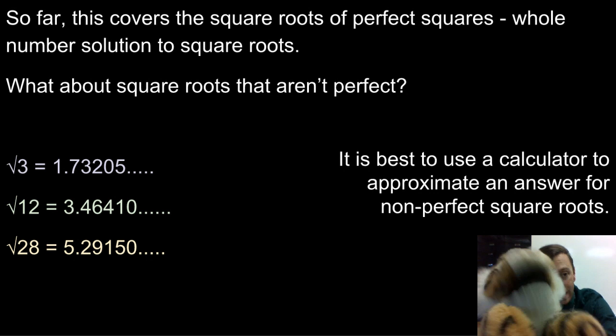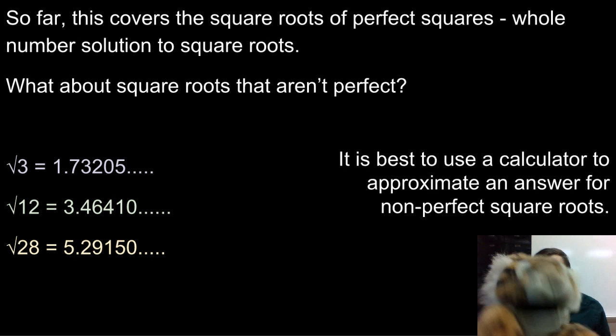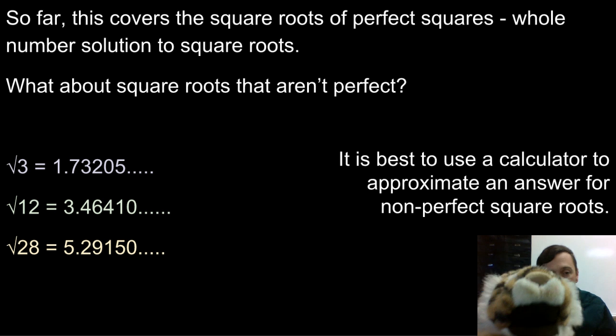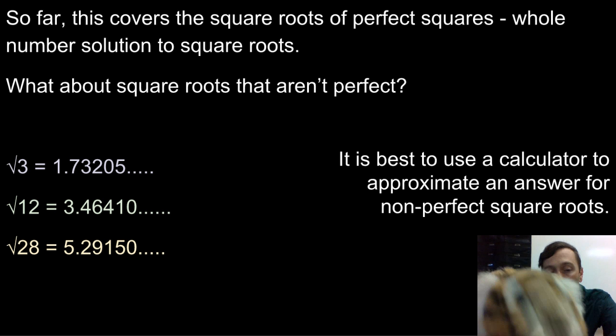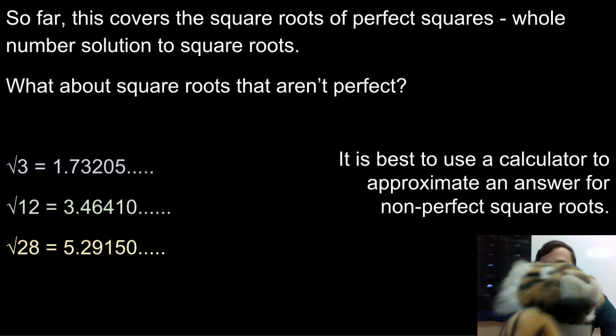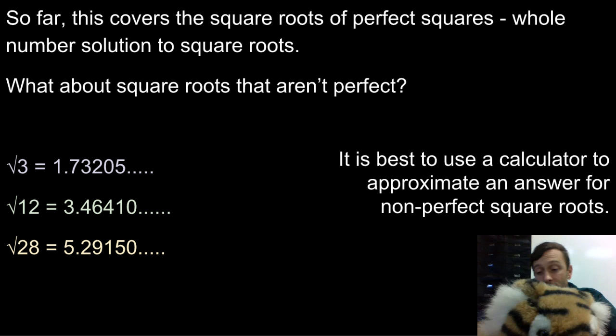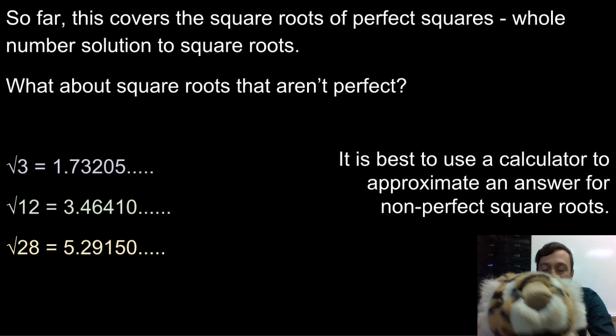So here's some examples. Square root of 3, it's 1.73205, and it goes on forever. Square root of 12 is 3.46410, and so on. And square root of 28, 5.29150, right? You need a calculator to get exact answers from these. And even then, you have to round them.